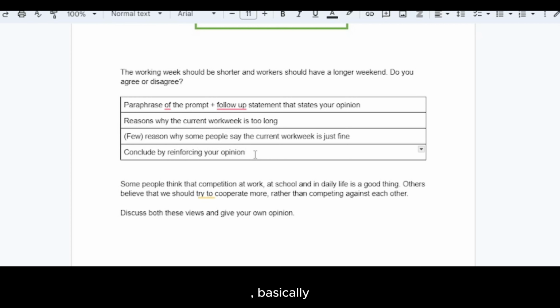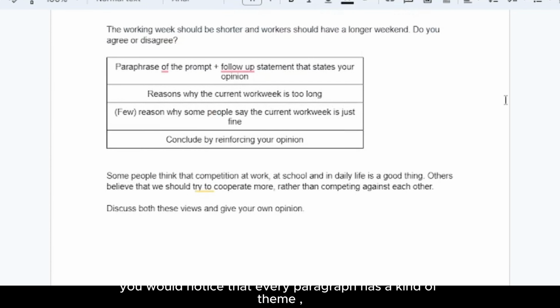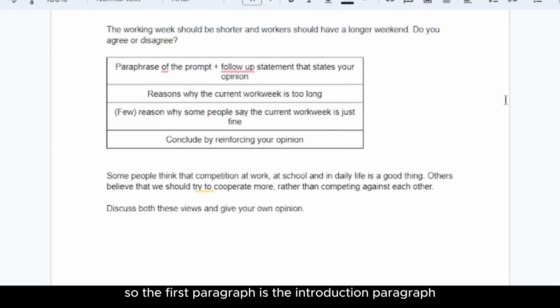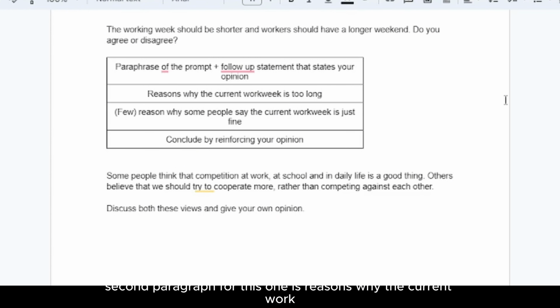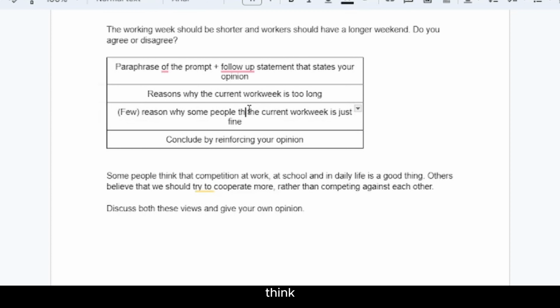Okay, basically, this would be the format of your essay. You would notice that every paragraph has a kind of theme. So the first paragraph is the introductory paragraph. Second paragraph for this one is reasons why the current work week is too long. Next paragraph is a few reasons why some people think, let me say think instead of say, that the current work week is just fine.